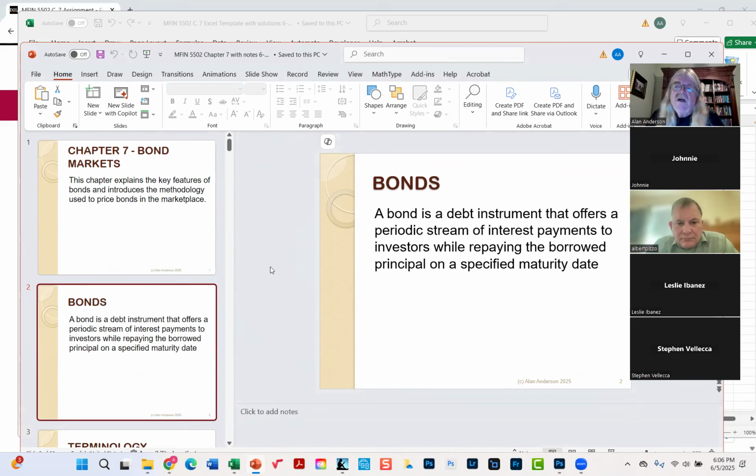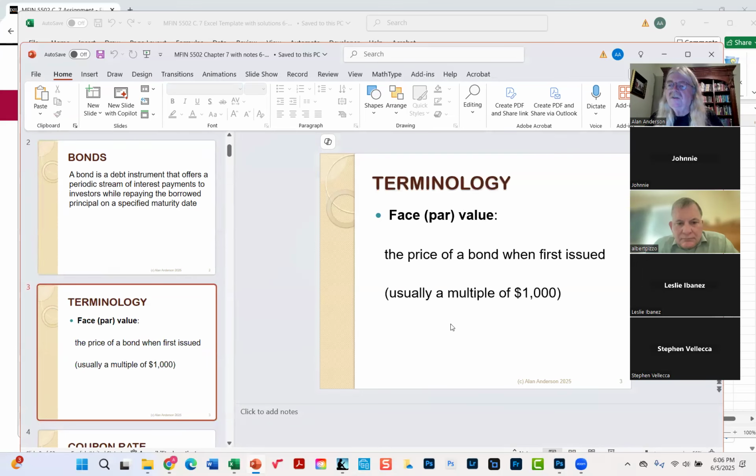So bonds have a contract that is associated with them called an indenture, which lays out all the terms and conditions. And so what kinds of terms and conditions do you need to know? Well, first of all, the face or par value, which is the price at which it is issued. You don't get this with stocks. They don't have a face value as such.